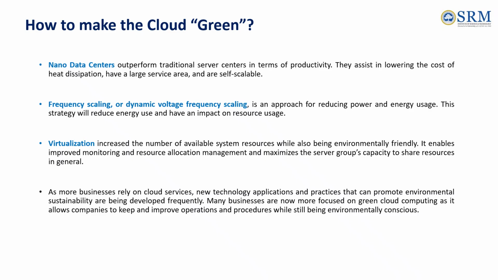The second method is frequency scaling or dynamic voltage frequency scaling. Here, the processor speed and voltage are adjusted dynamically based on workload demand, which helps reduce power consumption and energy usage. Another important method is virtualization. Virtualization allows multiple virtual machines to share the same physical server efficiently. This improves resource utilization, reduces hardware usage, and lowers overall energy consumption.